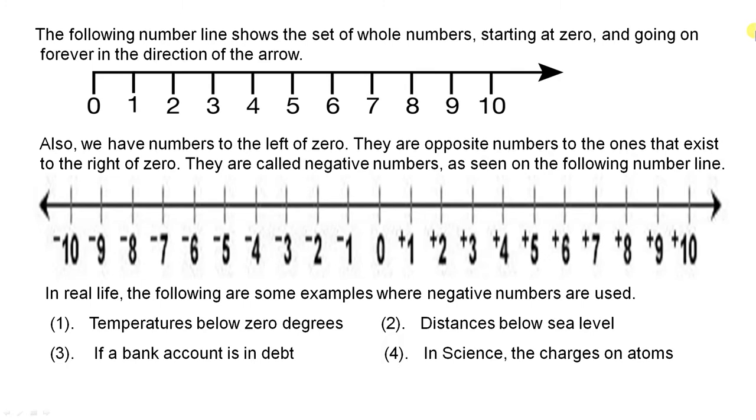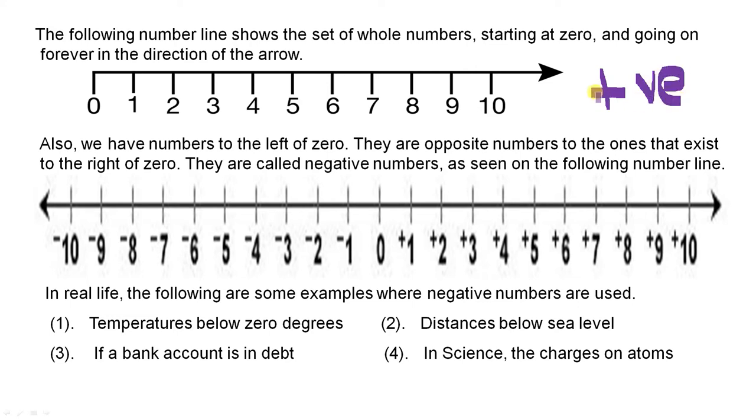The following number line shows the set of whole numbers starting at 0 and going on forever in the direction of the arrow. So there's 0 and we just move to the right, and there's the arrow which tells us that it continues on forever. They are what we call the positive numbers because they're to the right of 0. So anything to the right of 0 is positive. So that's a short way of writing positive.